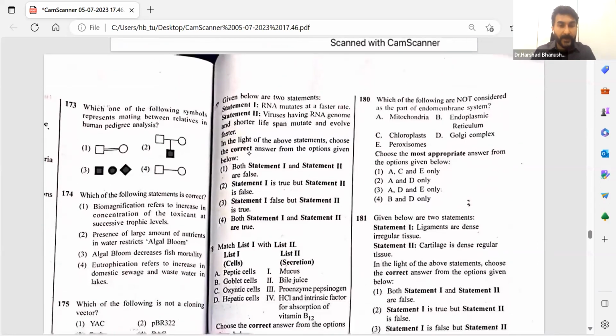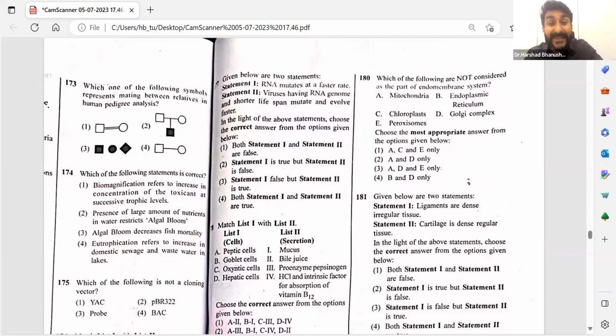We go to the next question. RNA mutates at a faster rate. Yes, it is unstable. It is mutating at a faster rate. Virus is having a RNA genome and shorter lifespan, mutate and evolve faster. That's correct. Both the statements are true. I will mark this.